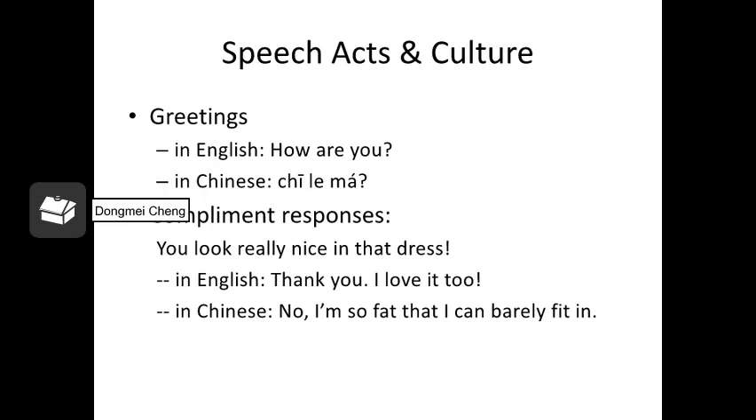Speech acts are closely related to people's cultural backgrounds. In a given language or language community, one is often expected to perform speech acts in a certain way. Here, I'm going to give 2 examples of speech acts. One is greetings and the other is compliment responses.